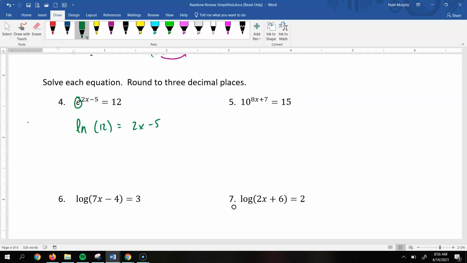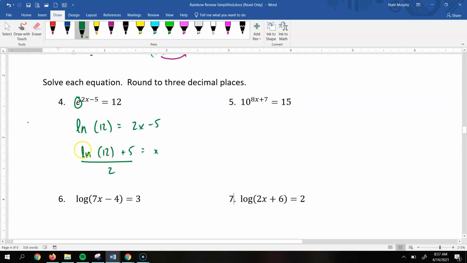Now, if you wanted to take the natural log of 12 now, you could, but then you're going to be dealing with the decimal. So personally, I'm just going to wait. I'm going to solve for x, though. I'm going to add 5 to both sides. And then to solve for x, I would divide by 2. So then this is what I would type in my calculator.